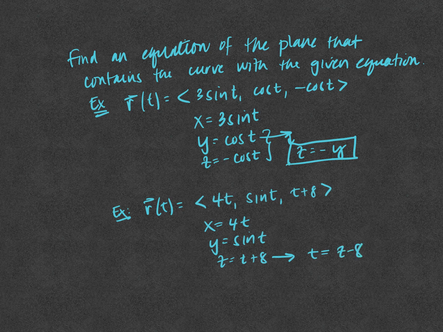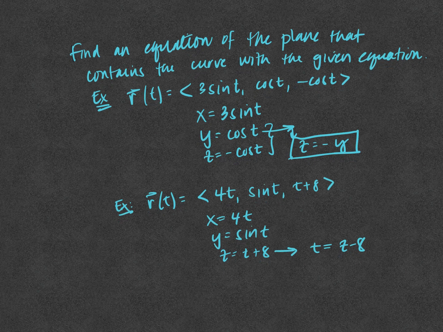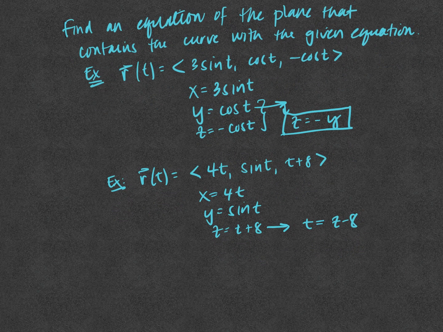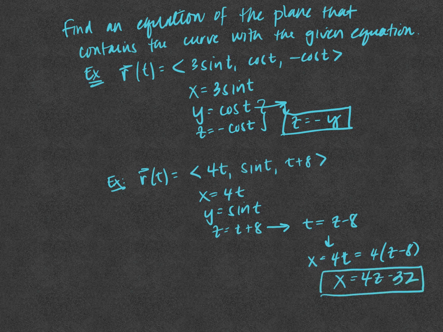Let me say that again. You need two of the variables to be linked in order to get a plane. And since I now have t equals z minus 8, I can put that in for x and say x equals 4t. So x equals 4 times z minus 8. So x equals 4z minus 32. So that is the plane that links those two. And that's not too bad of a problem there. It's kind of nice, kind of easy. Let's look at another different set of examples.